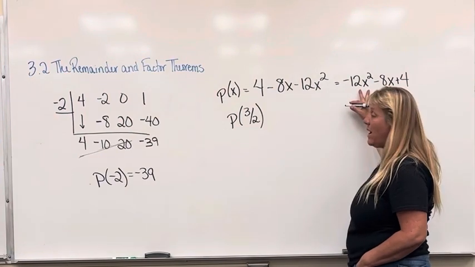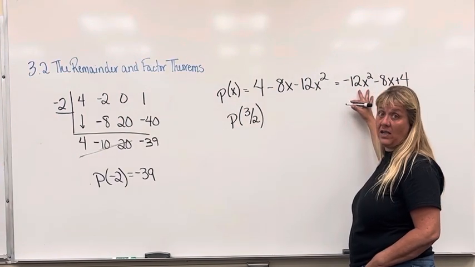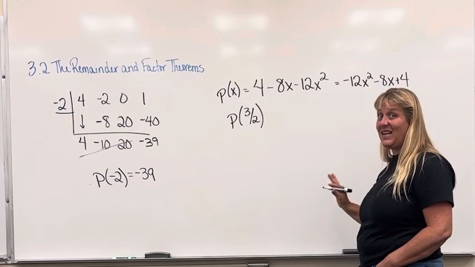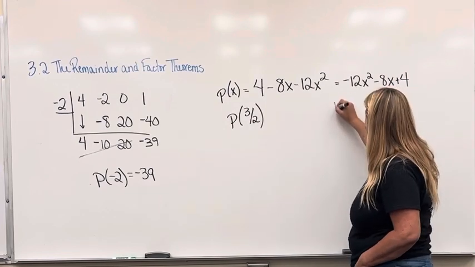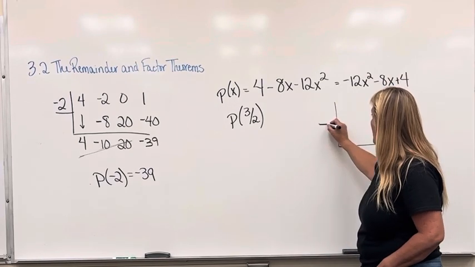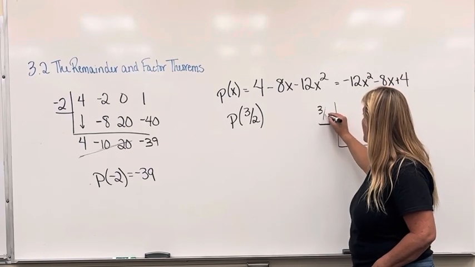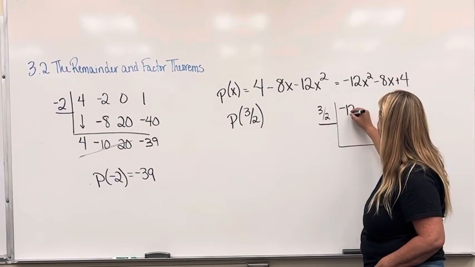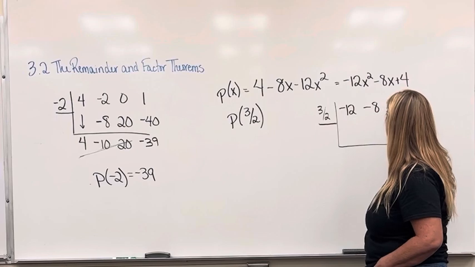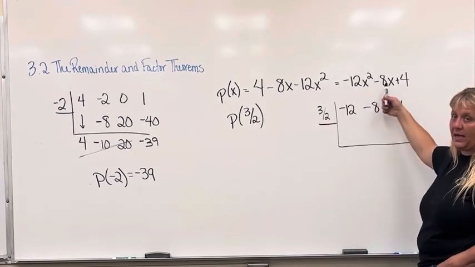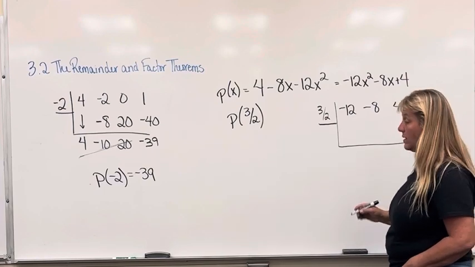Now, you might not think that that's the ugliest part of this problem. You might be like, oh crap, a fraction. But believe it or not, it's still not that bad. So let's make our box here with our little shelf. We're gonna put 3/2 on the shelf. Don't forget the signs. Negative 12, negative 8, 4. Didn't need any placeholders, did we? We got everybody accounted for. Okay, so we're good to go.